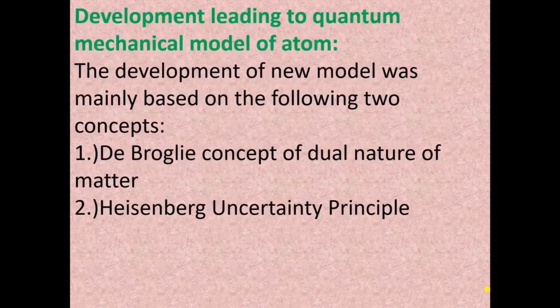Now next is development leading to the quantum mechanical model of atom. A new model of atom was proposed and there were two main developments in it. First was de Broglie's concept of dual nature of matter. Second, Heisenberg uncertainty principle. In this lecture we will discuss de Broglie's concept of dual nature of matter.